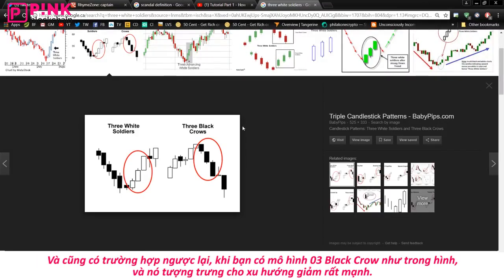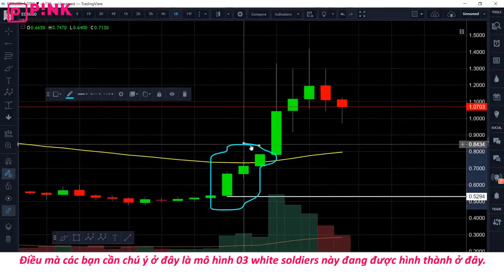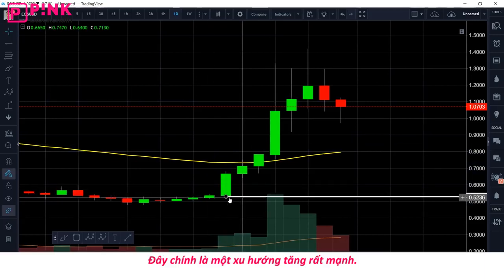Now the opposite applies as well, where you have 3 black crows. And 3 black crows is a very strong downtrend, okay? So what do you guys notice here? Right here are basically 3 white soldiers that are forming here, okay? So this is a very strong bullish pressure.